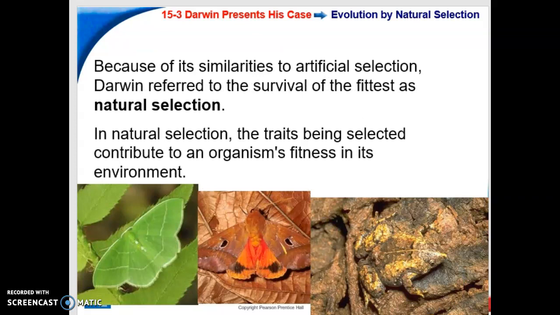Because of similarities to artificial selection, Darwin referred to the survival of the fittest as natural selection. So in natural selection, the traits being selected contribute to that organism's fitness in the environment. Still below, all of those organisms, the three pictured, nature is selecting for them because they are the most fit, because they are adapted to the environment they are in because of their camouflage.